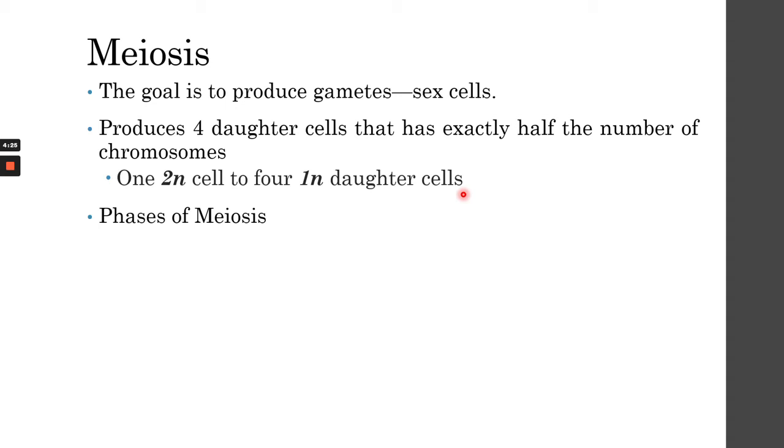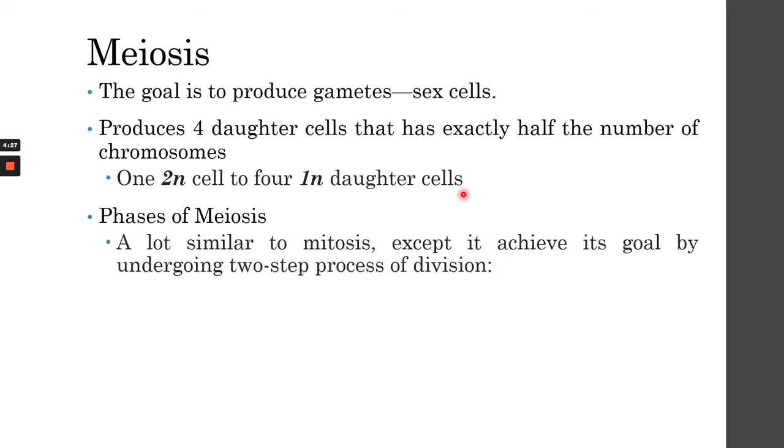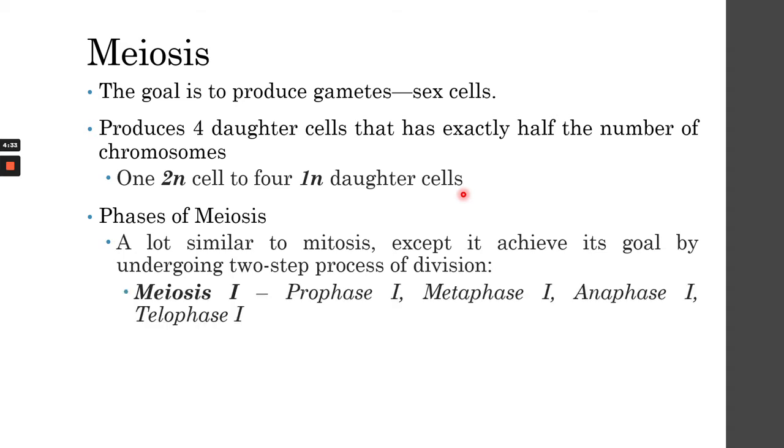In meiosis we actually undergo two processes of division. We have meiosis 1 and meiosis 2. Meiosis 1 includes prophase 1, metaphase 1, anaphase 1, and telophase 1. In meiosis 1, we actually separate homologous pairs. We'll discuss what those are later, but it's basically the partner of a pair of chromosomes.